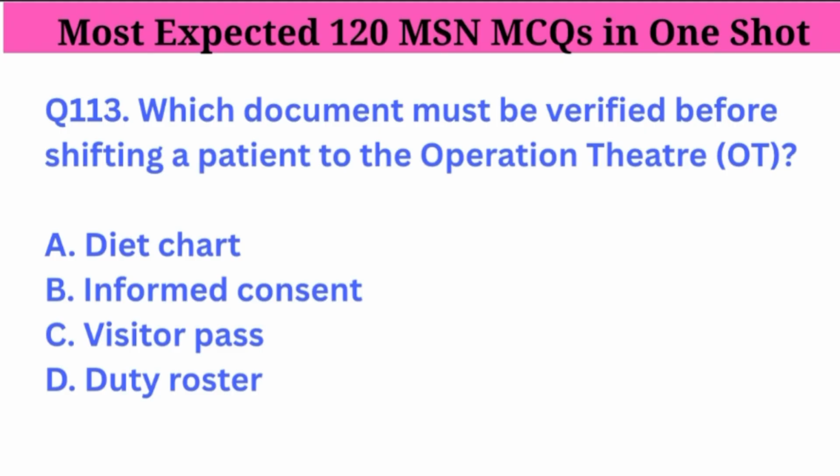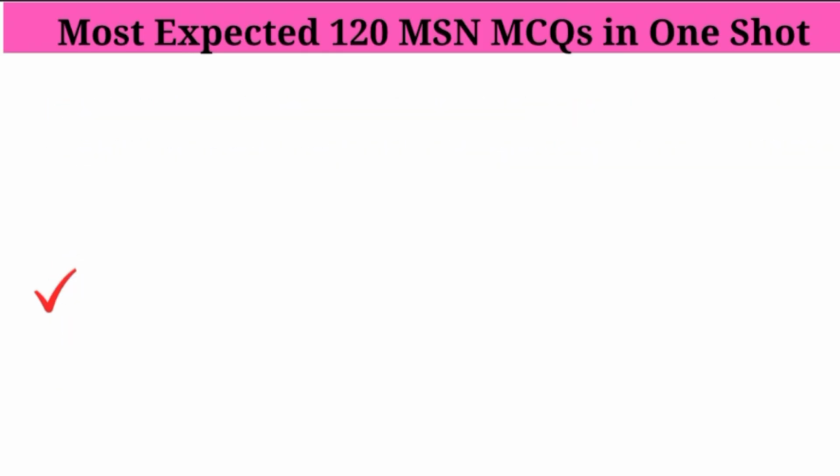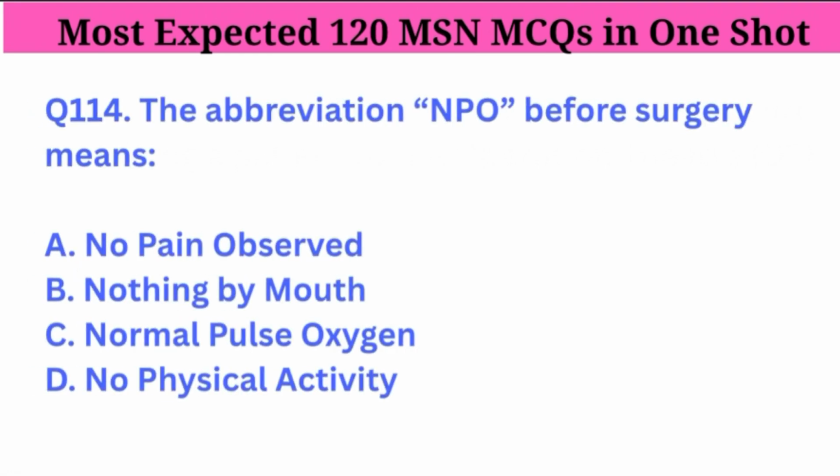Which document must be verified before shifting a patient to the operation theatre? Your correct answer is option B, informed consent. The abbreviation NPO before surgery means. Your correct answer is very simple, option B, nothing by mouth or nil per oral.